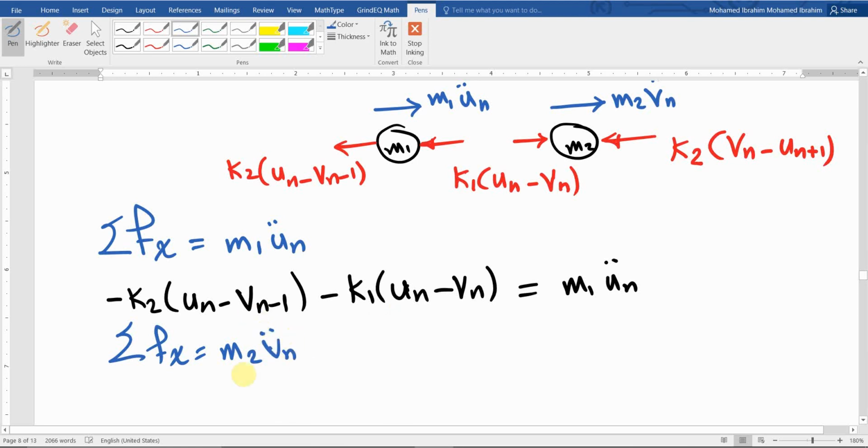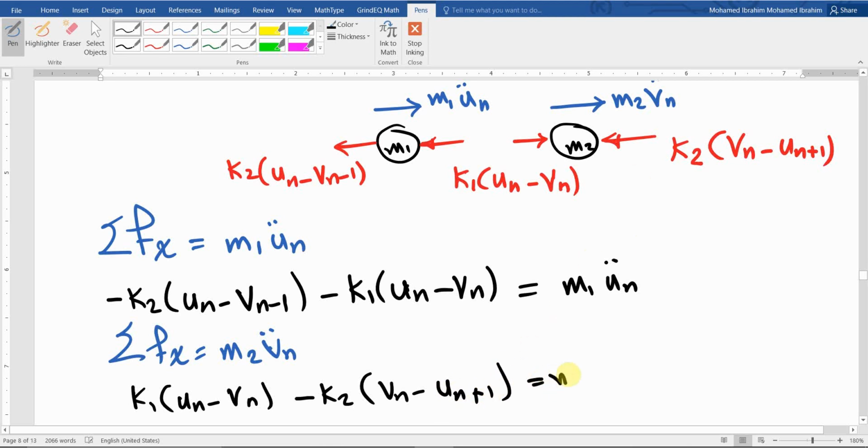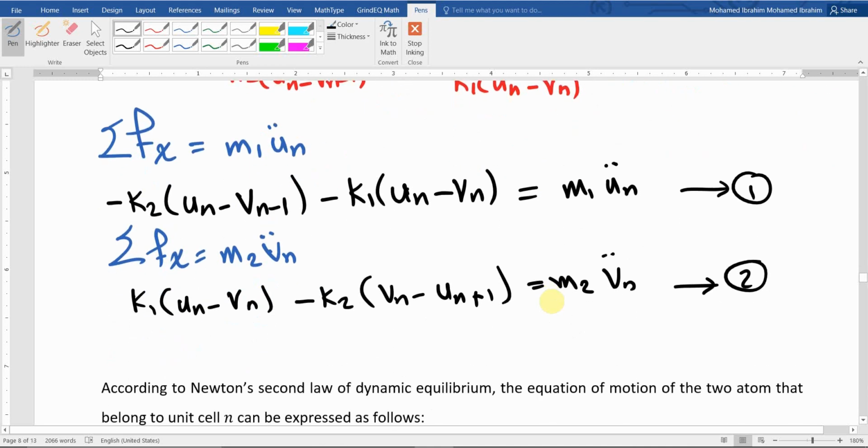This is going to give us, at the end, this equation: this term will be positive K1 times Un negative Vn, and this term will be negative K2 times Vn negative Un plus 1, and this should equal M2 Vn double dot. This is the first equation, and this is the second equation. These are the two equations of motion that usually describe a general diatomic lattice model. Again, it is a double degree of freedom system, that's why we end up with two equations as given here.